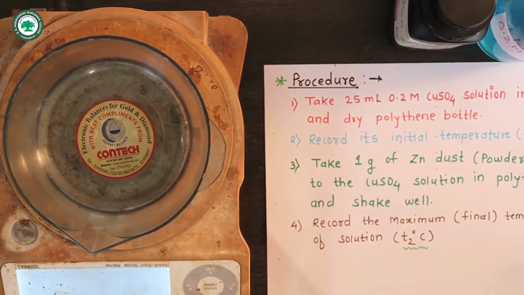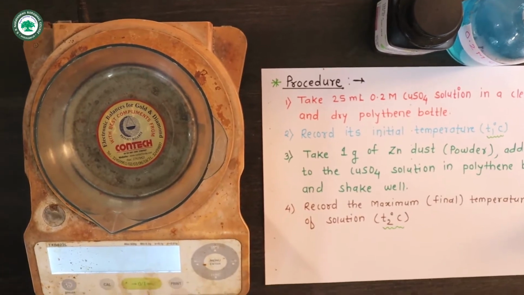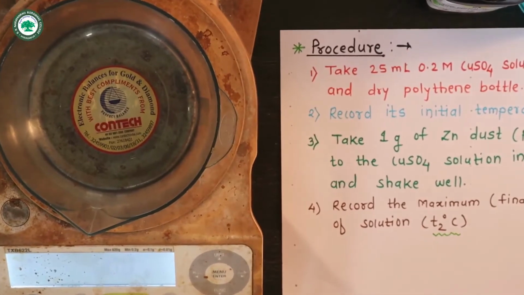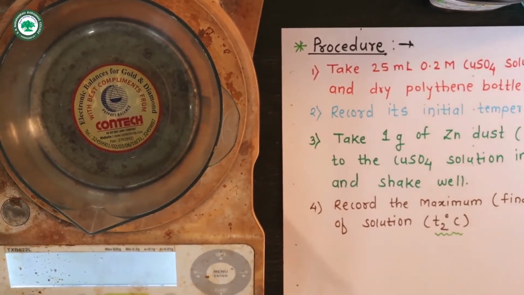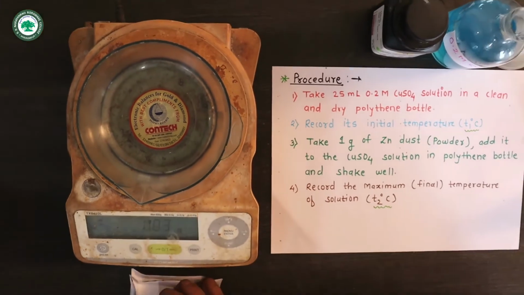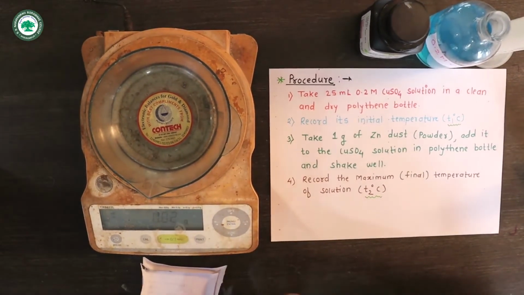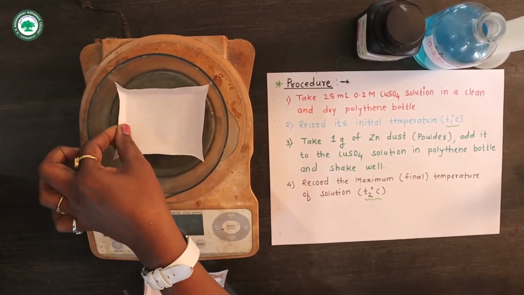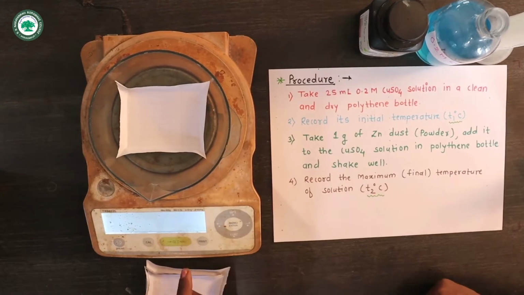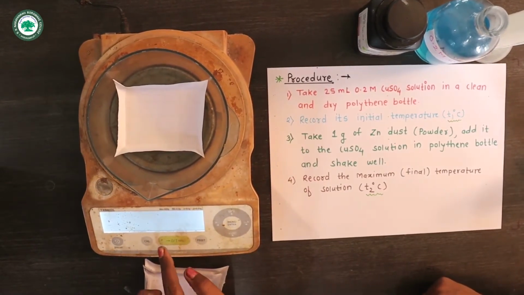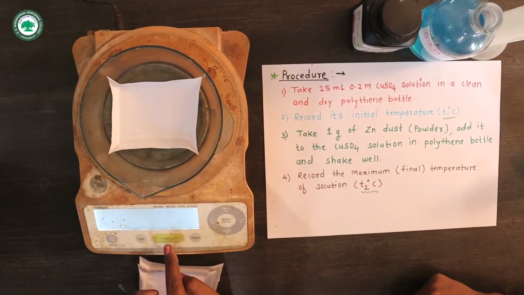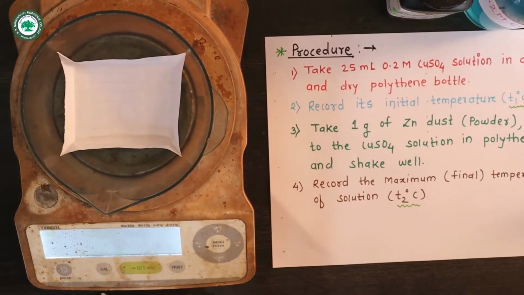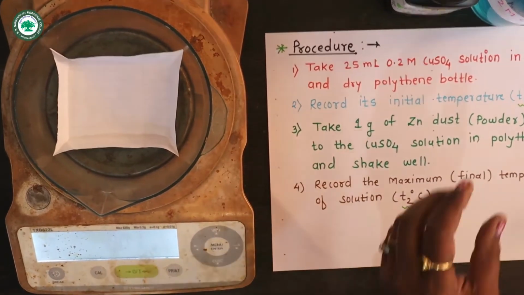The balance is started. Now 0.01 weight is showing here. Due to air, that 0.01 difference can be seen. Now let us take a paper to hold the zinc dust. Put this paper on the balance. The weight of the paper is 0.52 gram. Now nullify that weight by pressing the nullify button on the balance. Now 0.0 weight is showing.